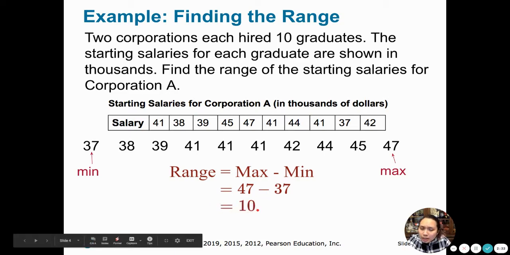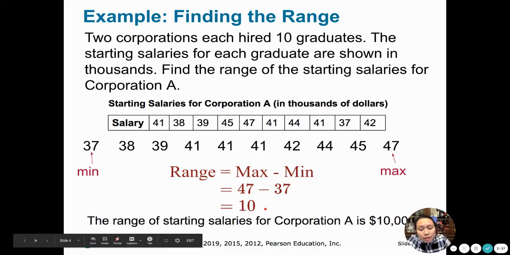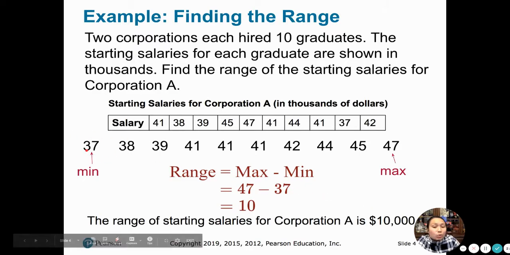But again, keep in mind that this is not our final answer. The final conclusion is that the range of starting salaries for Corporation A is $10,000. So what this means is that it starts from $37,000 and it ranges all the way up until $47,000. That's what it means to have a range of $10,000.